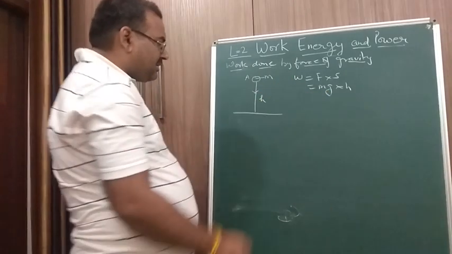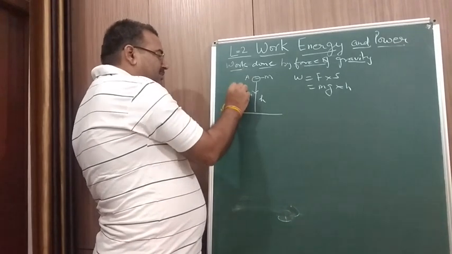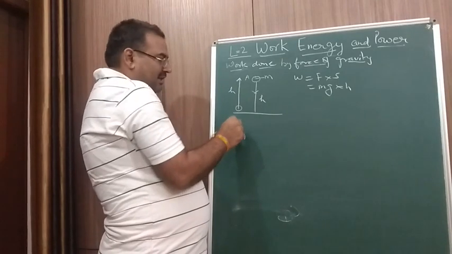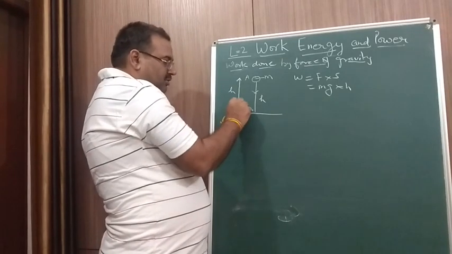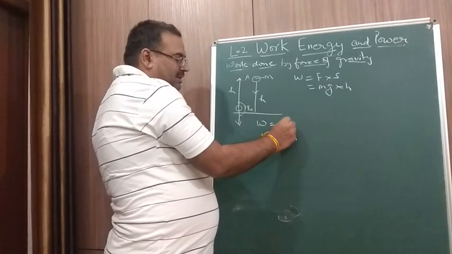Now similarly, the same ball is thrown in the upward direction. So the displacement is in this direction, h. Okay, and the weight is acting in the downward direction. So this angle is 180. Work done is equal to minus mgh.